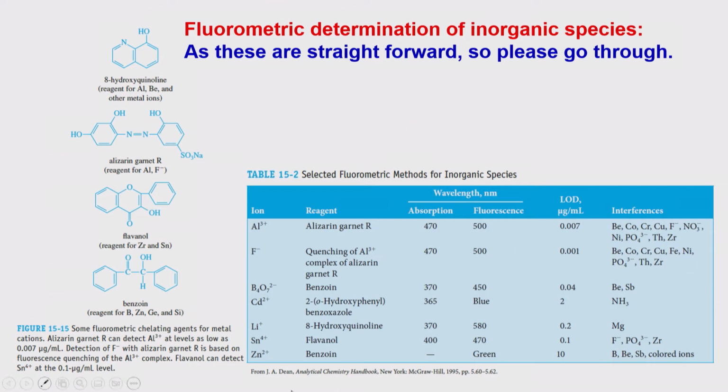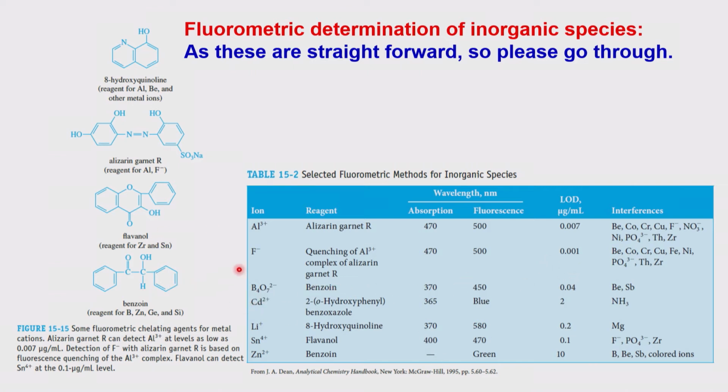Now, this table will tell you how they have been utilized in the literature: aluminum 3+ with the alizarin absorption spectrum, emission. So you can get quite a low limit of detection. These are not necessary to remember or mug up, okay. And fluoride can be detected by aluminum 3+ quantitatively up to 0.001 microgram per liter, B4O7 2- with benzoin.